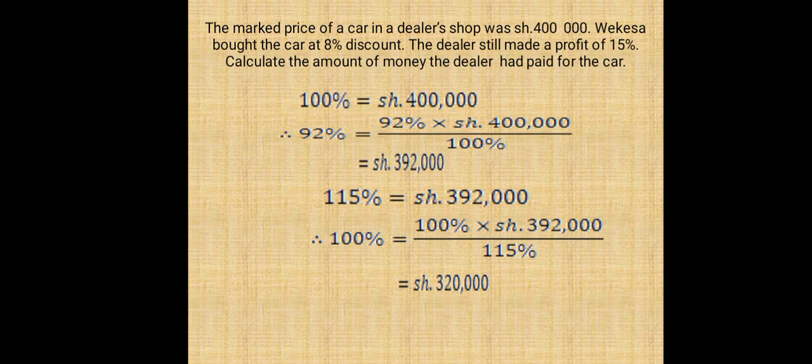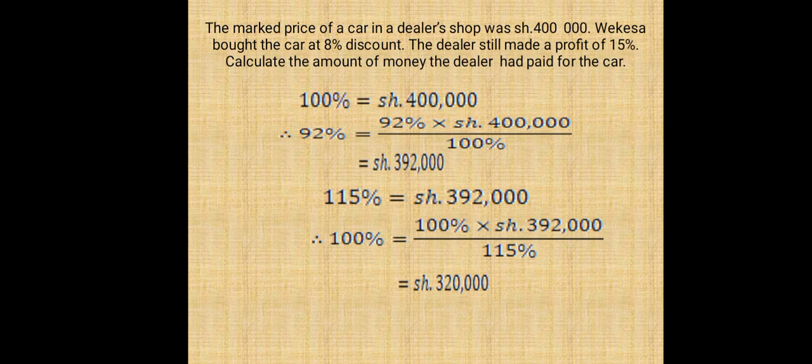Now we equate 100% to 400,000. Now after a discount of 8%, we remain 92%. So what is the value of 92%? What will be 92% representing? It will be 92 multiplied by 400,000 over 100. So 92% represents 392,000, which means we can say the car was sold at 392,000.